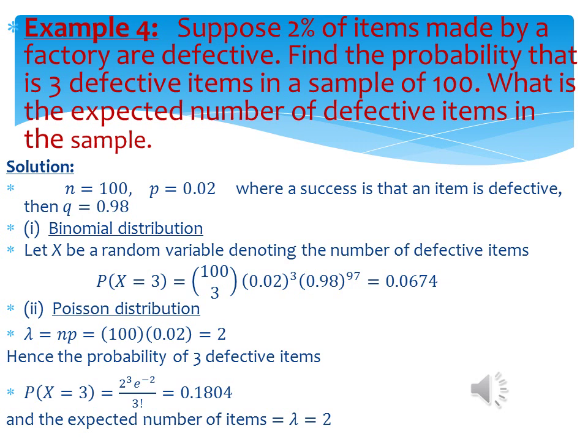You know the binomial theorem. If I solve by the binomial distribution, let x be a random variable. So let x equal 3. The probability equals the combination of n, 100, choose x, 3, times p, 0.02, power x, where x equals 3, times q, 0.98, power n minus x. So n, 100, minus 3 equals 97. Calculate it, and we get the probability equal to 0.0674.